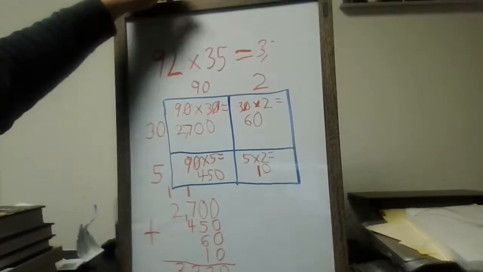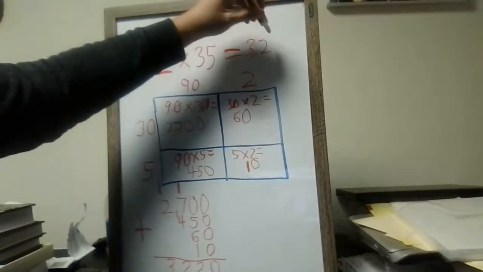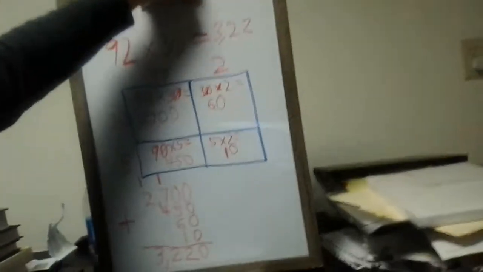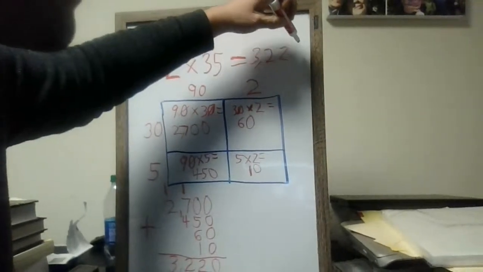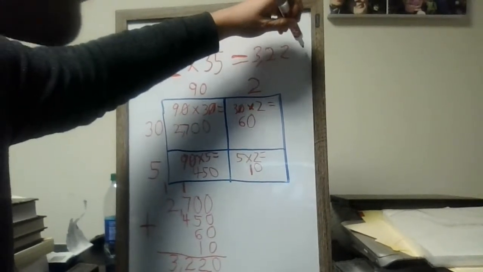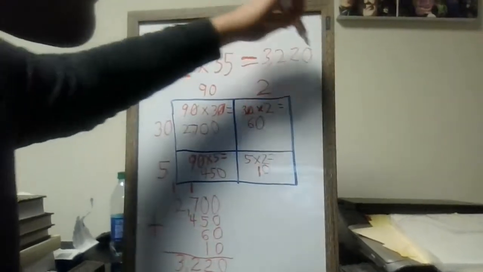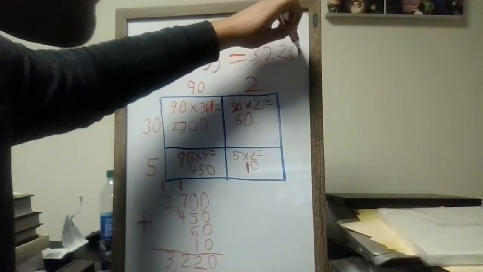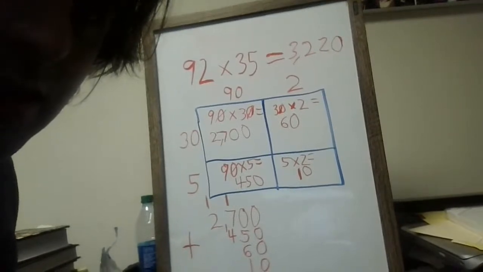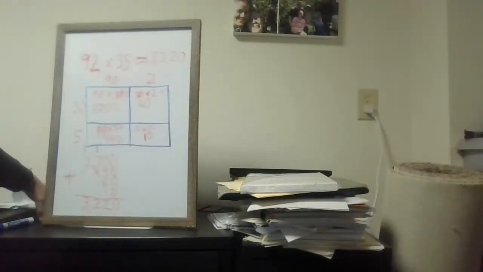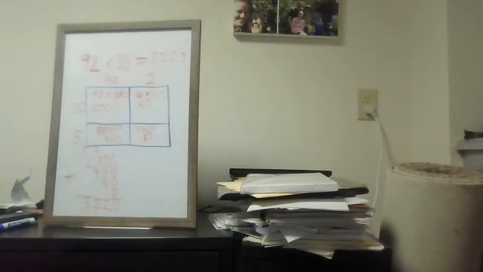3,220. So I'm going to try to write it, see if I can write it without it falling over here. Staying at a vacation house over break, so it's a little different. The stand at my house works a lot better, but you know, we make do. We work with what we have. All right, so that is our answer right there. 92 times 35 equals 3,220.